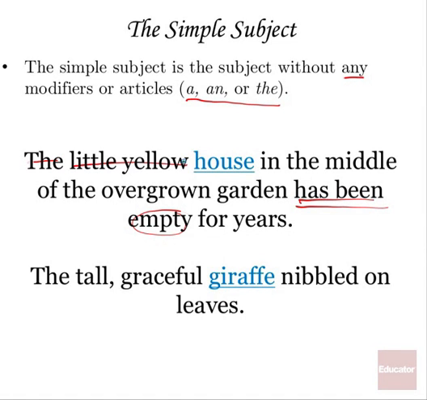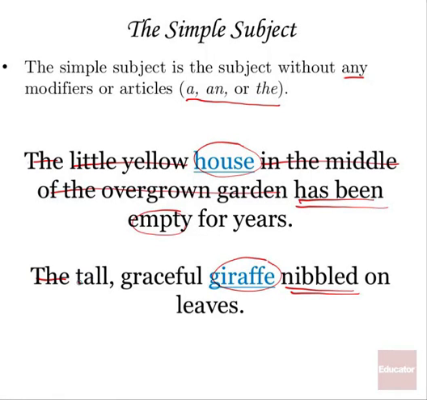Little and yellow are both adjectives modifying house. In the middle and of the overgrown garden are both prepositional phrases. And again, they are modifying the subject house. So house is what's really performing the action, so it's the subject of the sentence, the simple subject. The tall, graceful giraffe nibbled on leaves. Well, we know that nibbled is our verb here. It's the action. The giraffe is what's performing that action.